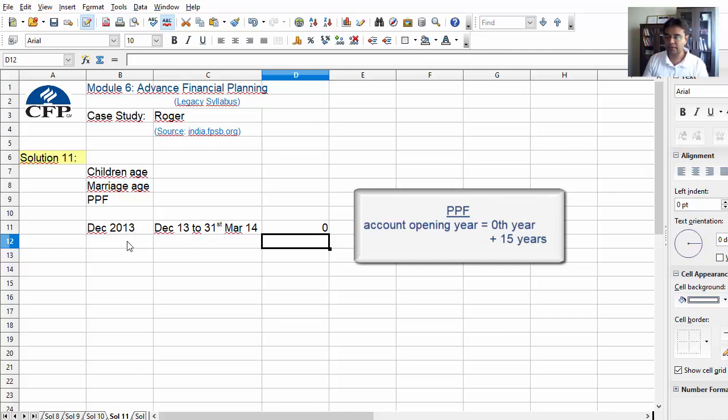Next I'll start with 1st April 14, since the next day of 31st March 14 is 1st April 14. Now this is the first year. We know the PPF maturity is 15 years, but if we count the 0th also, it goes to the 16th. Fine, so I'll start with 1st April, then it is 1st April 15.